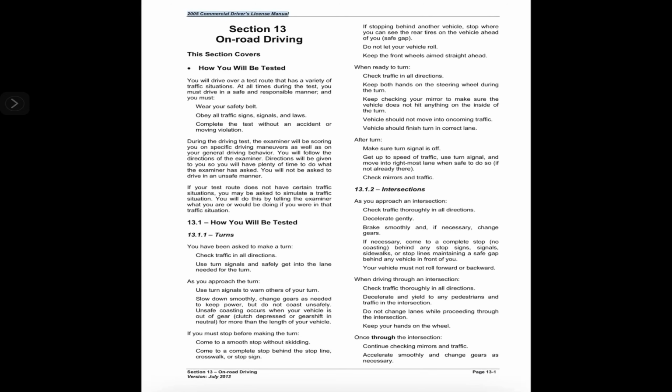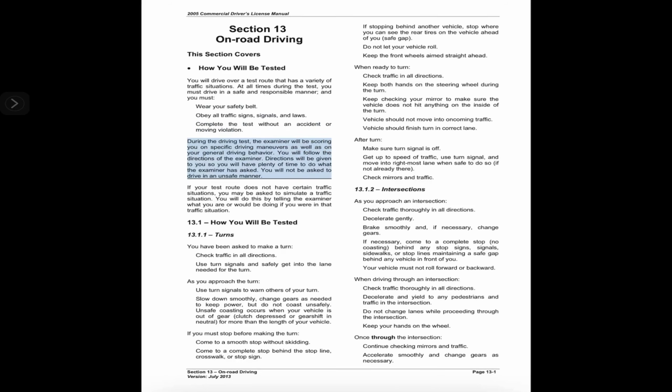2005 Commercial Driver's License Manual, Section 13: On-Road Driving. This section covers how you will be tested. You will drive over a test route that has a variety of traffic situations. At all times during the test, you must drive in a safe and responsible manner, and you must wear your safety belt. Obey all traffic signs, signals, and laws. Complete the test without an accident or moving violation.